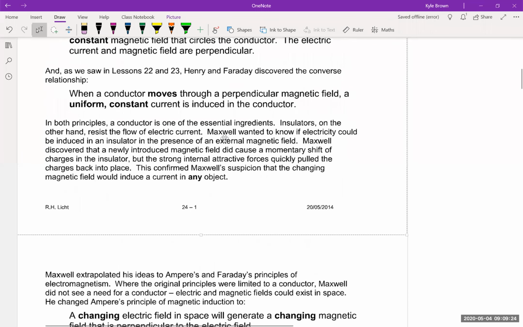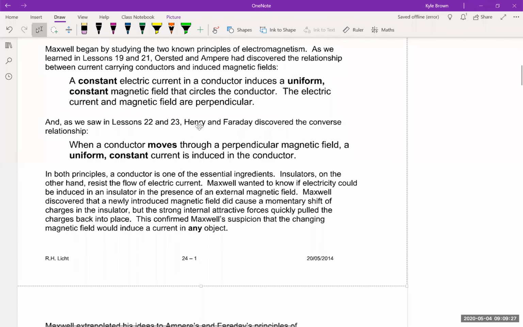Okay. And then the other part here, from lesson 22 to lesson 23, was that when a conductor moves through a perpendicular magnetic field, a uniform constant current is induced in the conductor. So what that means is that you start off with a magnetic field, and then you have a conductor that's moving through the magnetic field. It pushes a current through the wire, right? So those are like two sides of the same coin, going back and forth between those. And we did those in the last lesson with the motor effect and the generator effect, and I talked about how those are just the flip of the other.